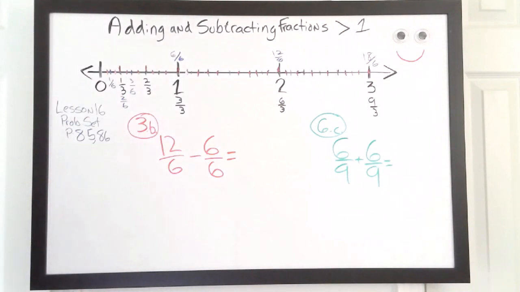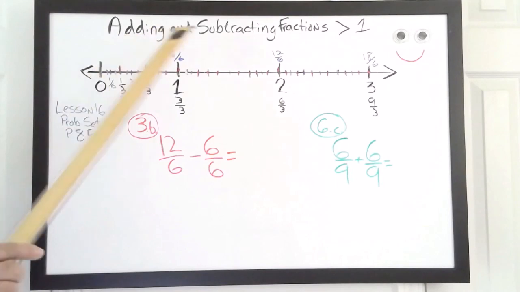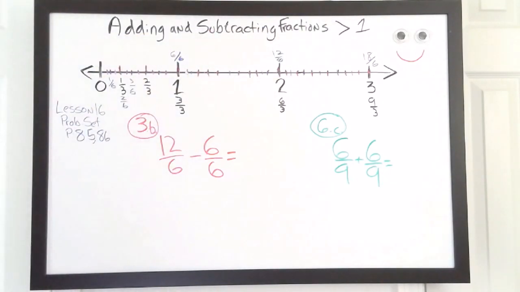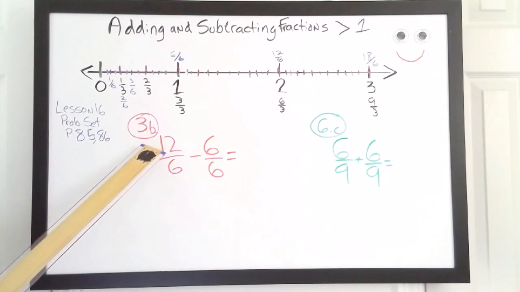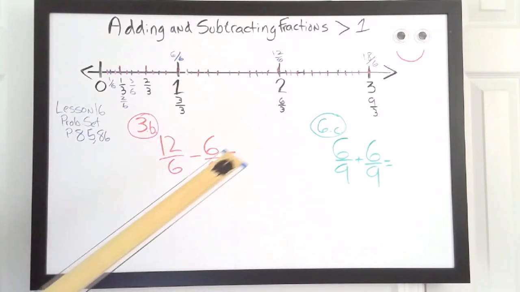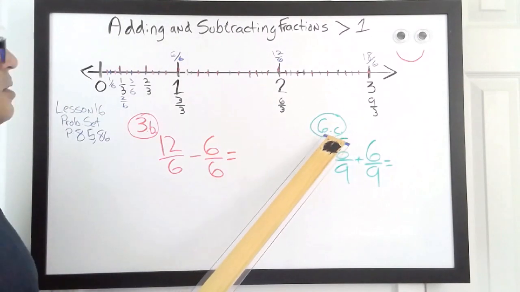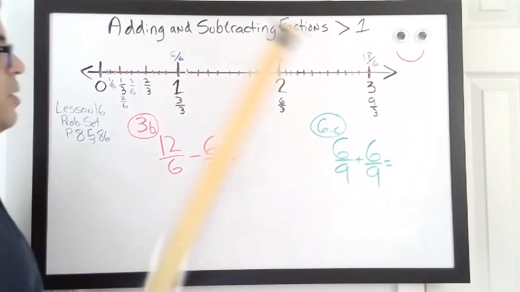Okay, here we are again. We are now going to look at 2 problems from Lesson 16 problem set, and our title today is Adding and Subtracting Fractions Greater than 1. Now, I've made a number line right here, and I'm telling you right here that this is going to be Lesson 16 problem set. This is on page 85, 86. The first one we're going to look at is a subtraction problem. That's 3b, and then the next page, 86, is 6c, which is an addition problem.